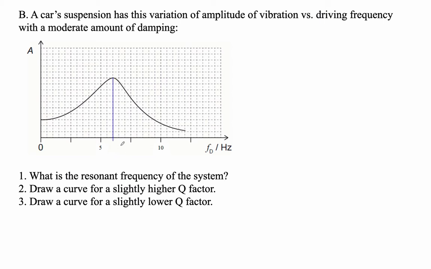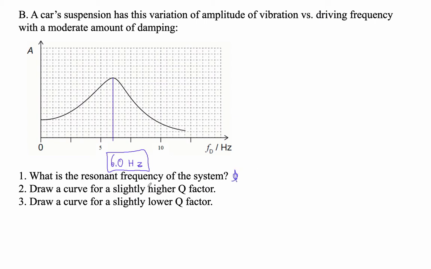All right, let's see. 5, 6, 7, 8, 9, 10. So that's 6 hertz. That's our resonant frequency. So just find the peak, read the graph. Sometimes I'll give you graphs like this, like that thing in the middle there. That's 7.5, right? They'll give you graphs that are hard to read. They like to do that.